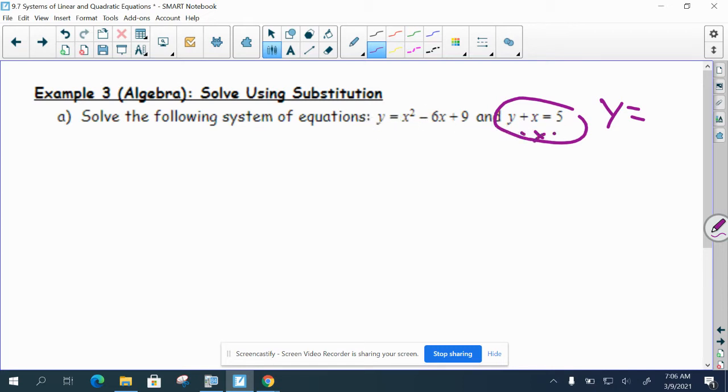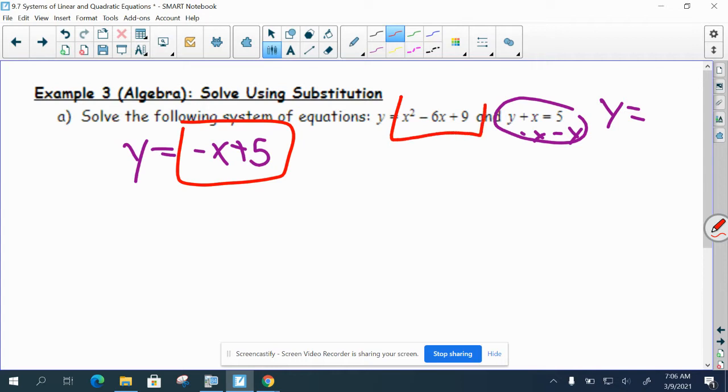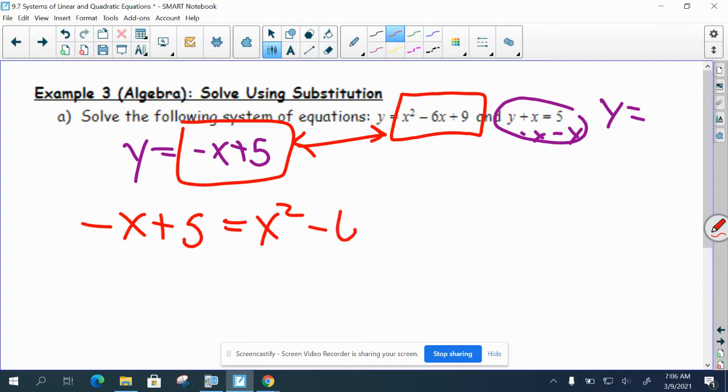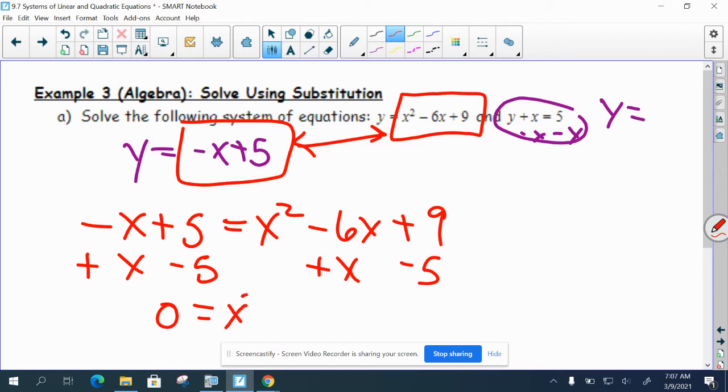So here, if I subtract the x over, I would get y equals negative x plus 5. Okay, so then if y equals negative x plus 5 over here, and y equals x squared minus 6x plus 9 over there, I can set these two equal to each other because they're both equal to y. So we're going to have negative x plus 5 equals x squared minus 6x plus 9. Right, and then I'm going to move everything over to one side. So add x and subtract the 5. So we would get 0 equals x squared minus 5x plus 4.